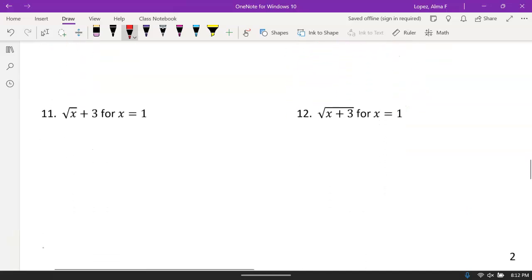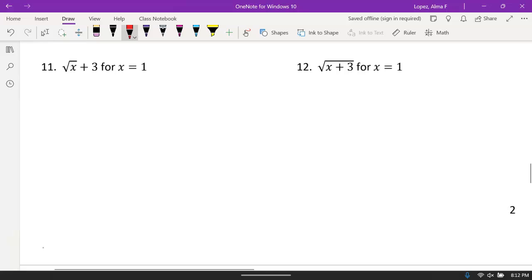Got our last two on this one. This is a short section, isn't it? Okay, rewrite it. And everywhere that they have an x, they want us to put in a 1. Well, that's just the square root of 1, which is 1 plus 3. And 1 plus 3 would give us 4.